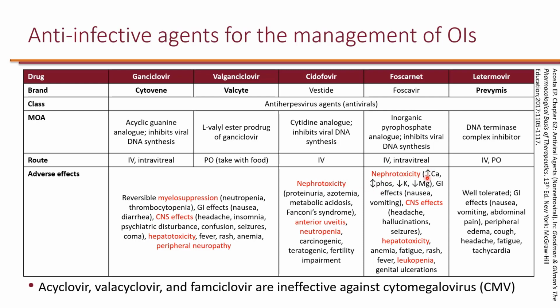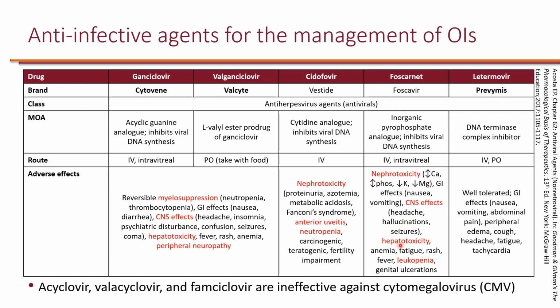It is also very nephrotoxic, so it's not as nephrotoxic as Cidofovir, but it's very nephrotoxic, so it can cause a lot of electrolyte imbalances. So calcium can go either up or down, so hyper or hypocalcemia can occur. It just depends. The same with phosphate, so hyper or hypo, whereas magnesium and potassium will often be low. So, hypokalemia and hypomagnesemia.